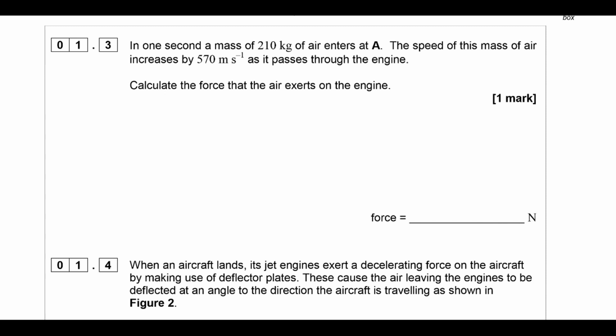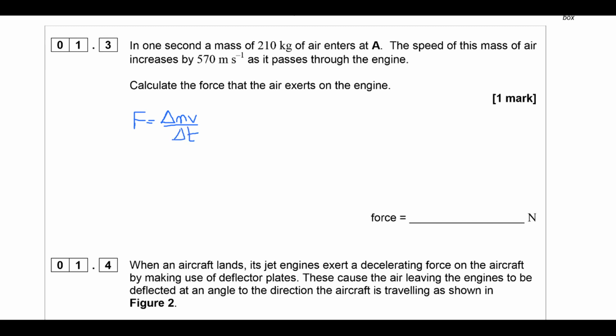In 1 second, a mass of 210 kilograms of air enters at A. The speed of this mass of air is increased by 570 meters per second as it passes through the engine. Calculate the force that the air exerts on the engine. So we're going to be using Newton's second law, which is that force is the rate of change of momentum.